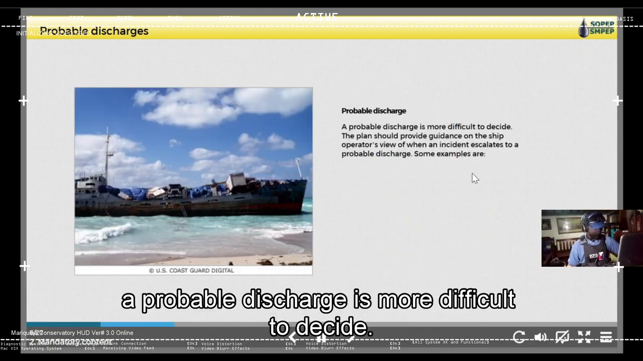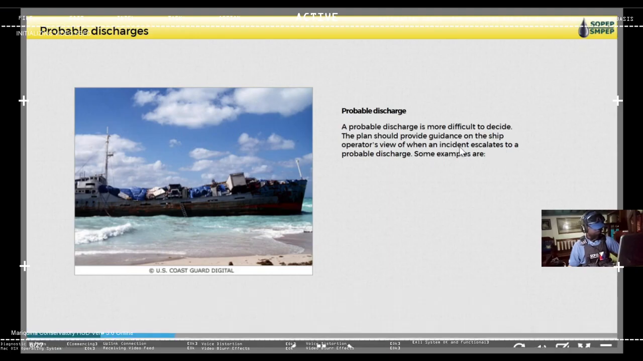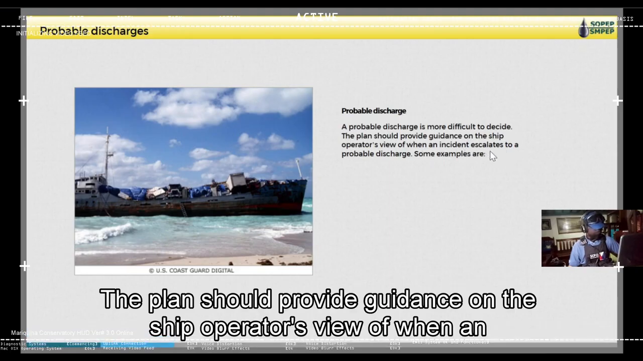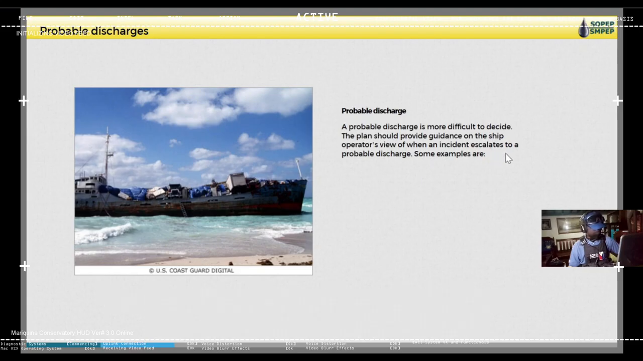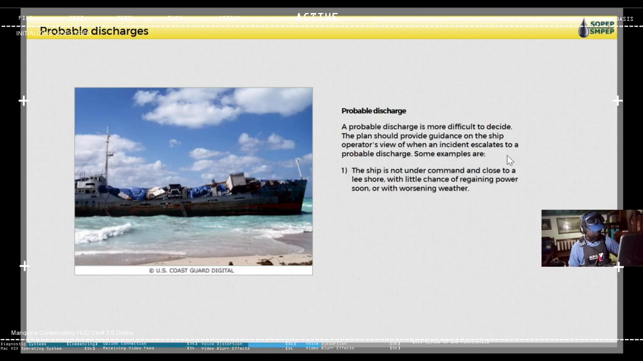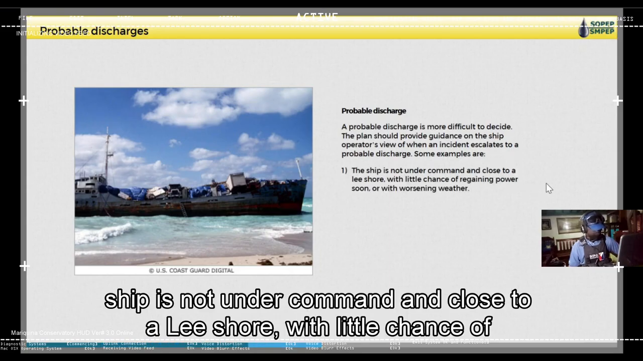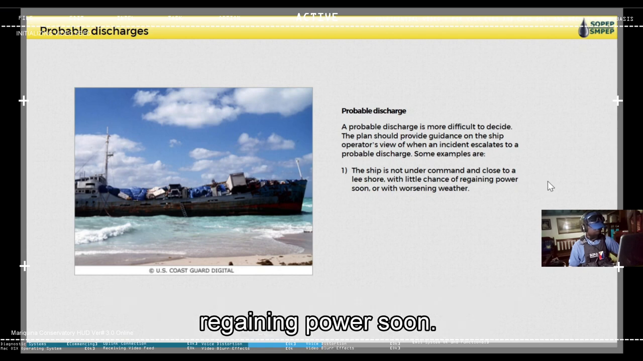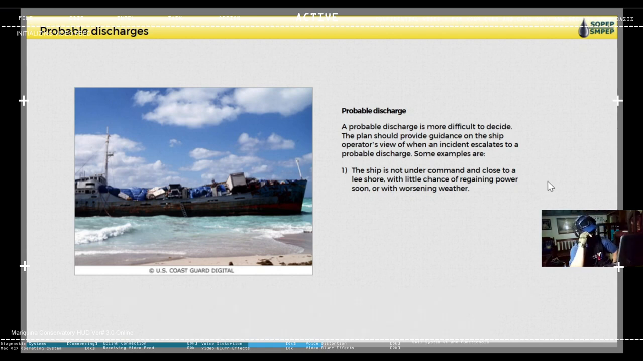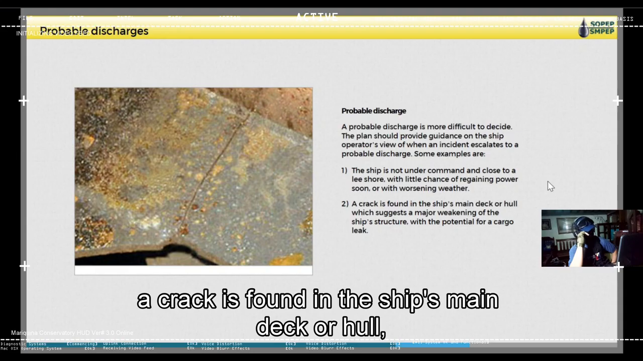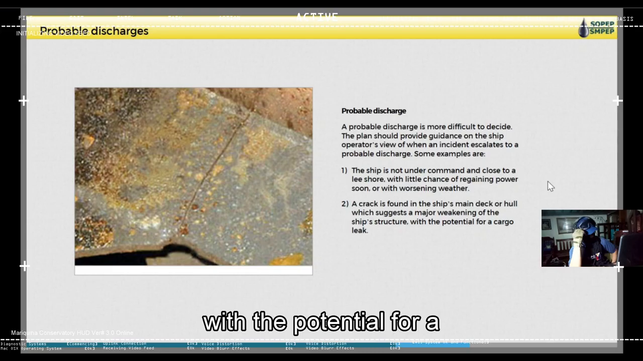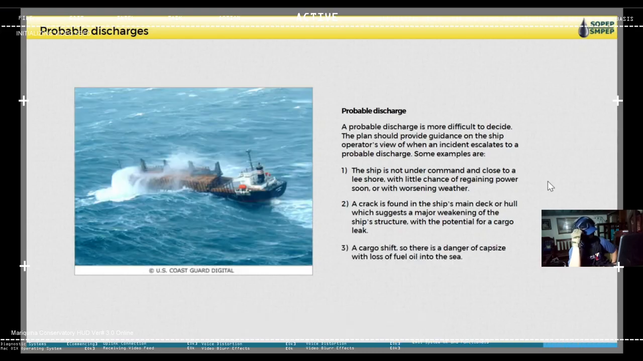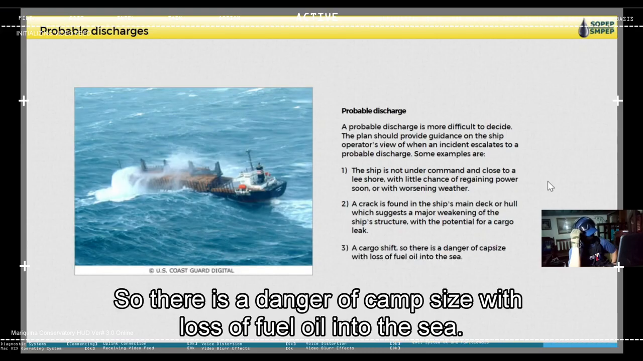A probable discharge is more difficult to decide. The plan should provide guidance on the ship operator's view of when an incident escalates to a probable discharge. Some examples are: The ship is not under command and close to a lee shore, with little chance of regaining power soon, or with worsening weather. A crack is found in the ship's main deck or hull, which suggests a major weakening of the ship's structure, with the potential for a cargo leak. A cargo shift, so there is a danger of capsize, with loss of fuel oil into the sea.